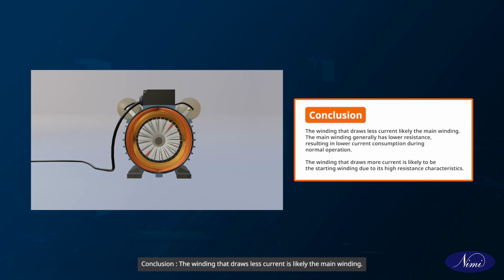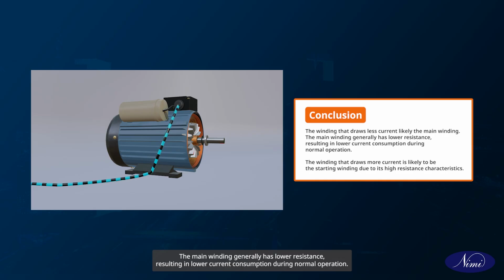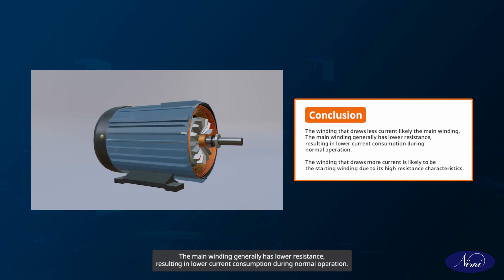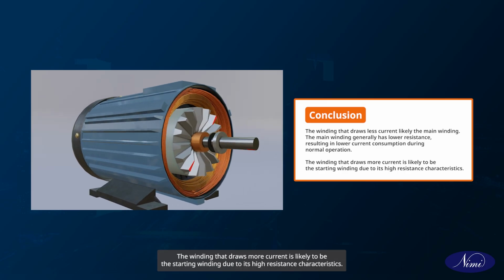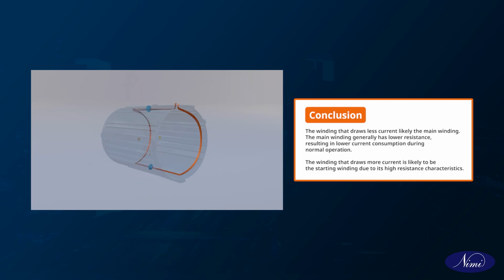Conclusion: the winding that draws less current is likely the main winding. The main winding generally has the lower resistance, resulting in the lower current consumption during normal operation. The winding that draws more current is likely to be the starting winding due to its high resistance characteristics.